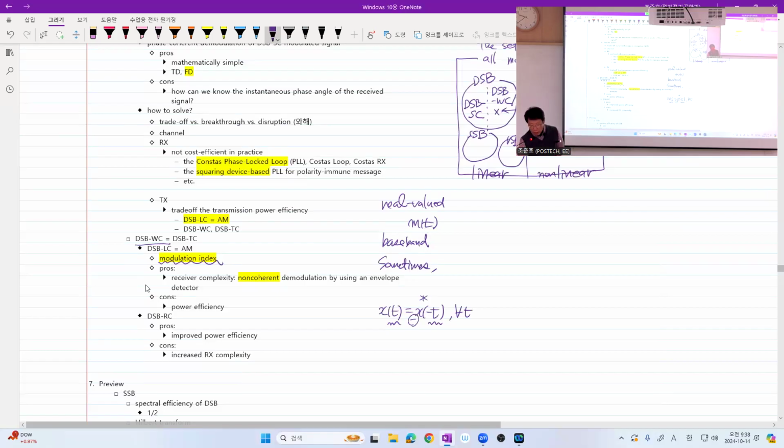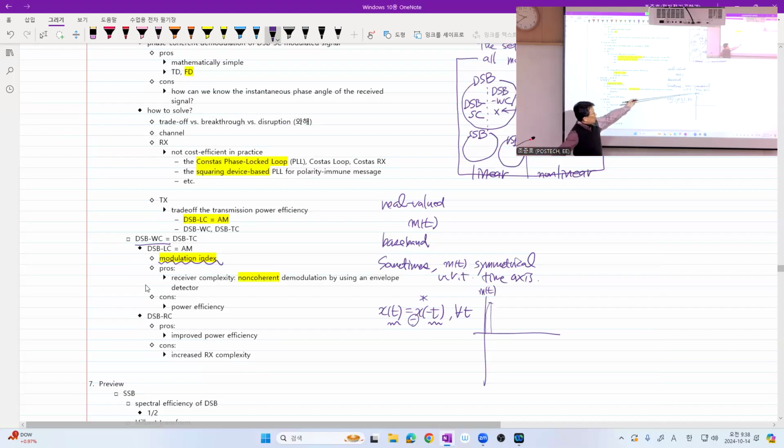The problem is that m of t symmetrical with respect to time axis, actually, this is not a precise definition. It means that if you have some part of m of t that is above the time axis, then you have something very similar to that below. Got it? That's what this symmetrical with respect to time axis means.